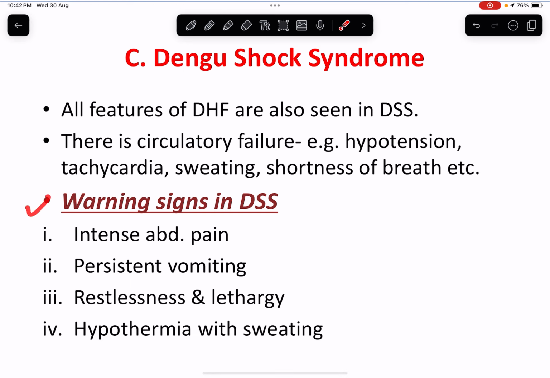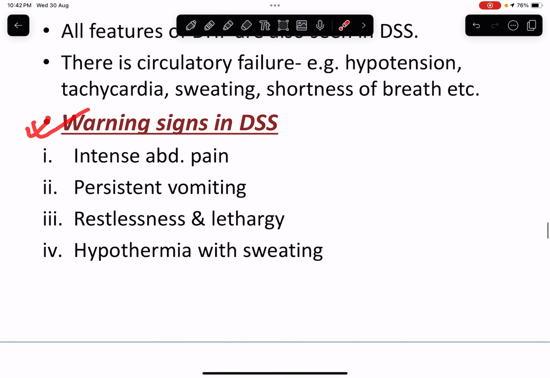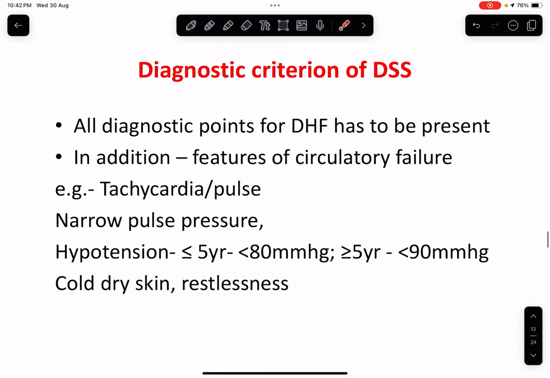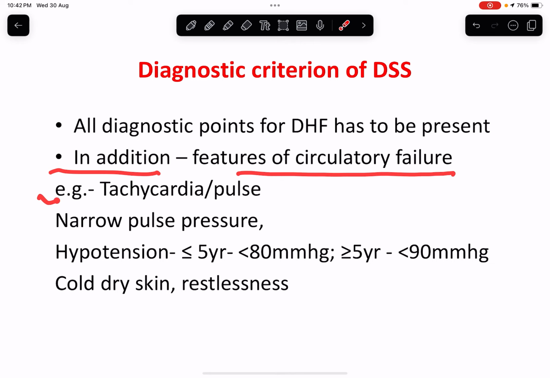Warning signs in dengue shock syndrome are intense abdominal pain, persistent vomiting, restlessness and lethargy, hypothermia with sweating. So these are the warning signs in dengue shock syndrome. Coming to the diagnostic criteria of dengue shock syndrome, all the 4 points of dengue hemorrhagic fever have to be present, plus there should be features of shock or circulatory failure like tachycardia, increase in pulse rate, narrow pulse pressure.